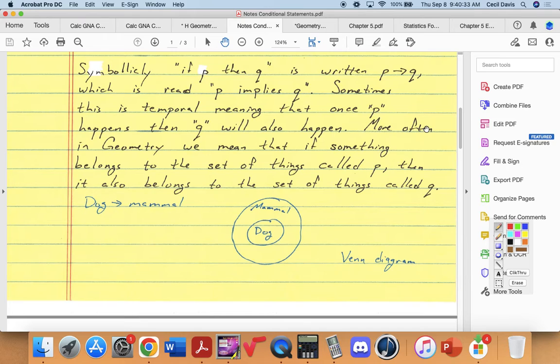So symbolically, if P then Q is written P arrow Q, which is read P implies Q. As I pointed out a minute ago, sometimes this is a temporal meaning that once P happens, then Q will also happen. As I said also, more often in geometry, we mean that if something belongs to the set of things called P, or it fulfills the qualities of that, then it also belongs to the set of things called Q.